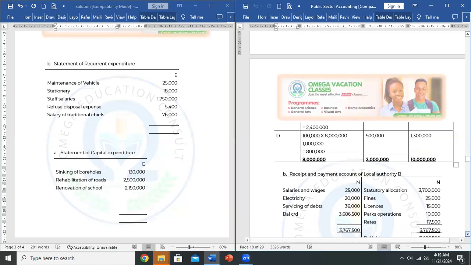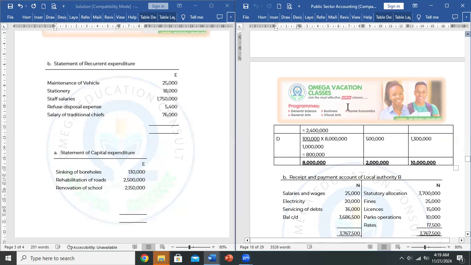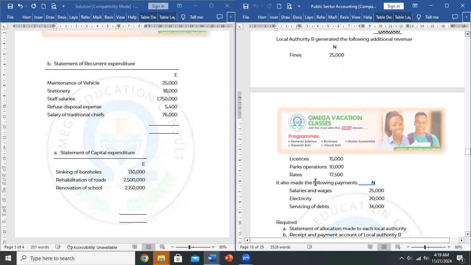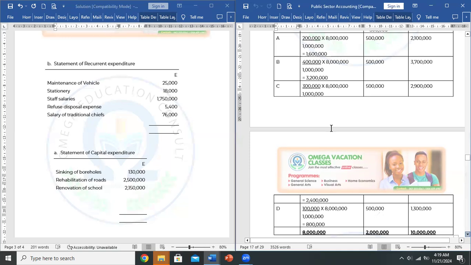Right? Okay. But part B says that we should prepare something for a particular local government, and that is the receipt and payment account of local authority B. And this was the authority that was given some revenues they made, or income they made, like fines, and expenses they made. So we just prepare the account for them. They received some money, they paid some money. We have to prepare the receipt and payment. So the first receipt will be how much they received from the local government, right? How much they received from the central government, I should say.